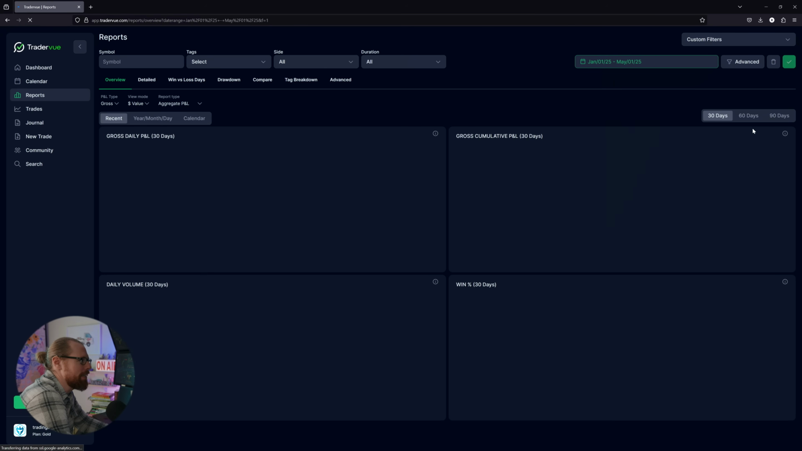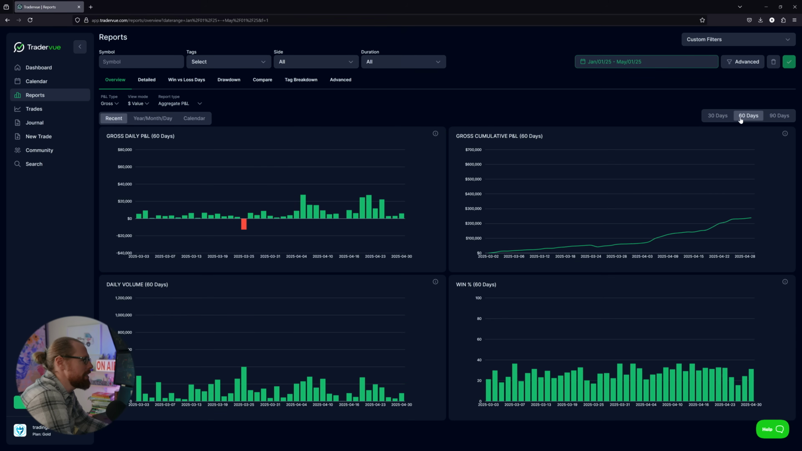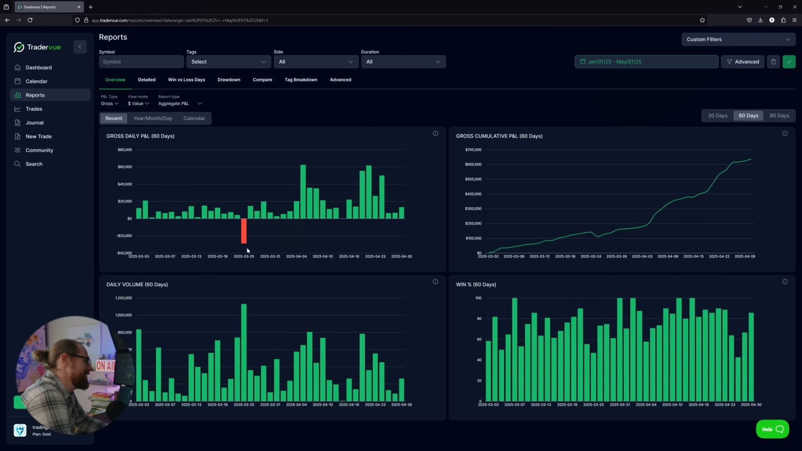This is taking a second to load. Let's see. Let's refresh this page. Oh, there it goes. All right, so we're going to do 60 days, and there it is. So that one red day, and it was a big red day, $28,000 in the red. That is like getting under my skin a little bit because it's just right there.